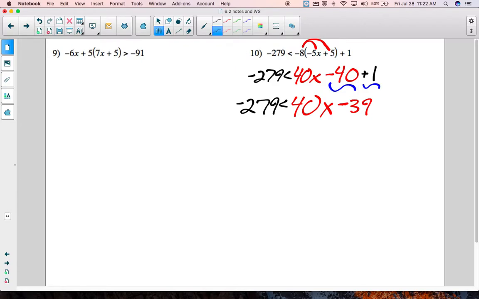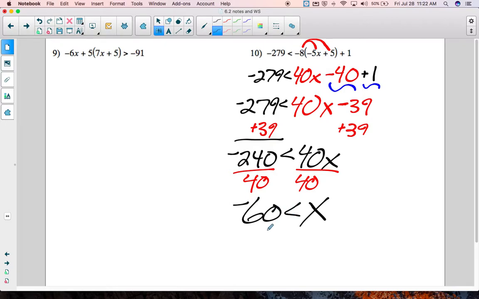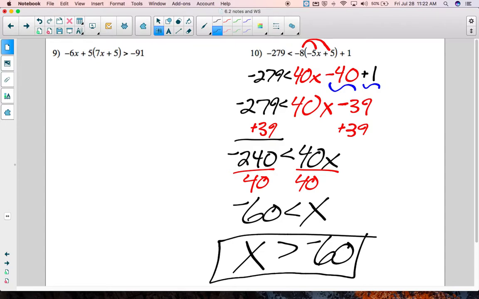Now that's a simple one to solve. Now we can start undoing things. So we'll add 39, add 39. So we get negative 240 is less than 40x. Now we divide by 40. We get negative 60 is less than x. Or you could read it as x is greater than negative 60. X is greater than negative 60. Try that over here on number 9. You can do it.